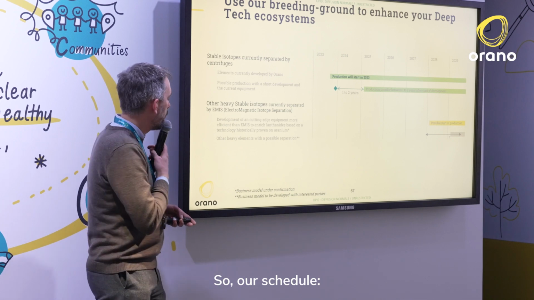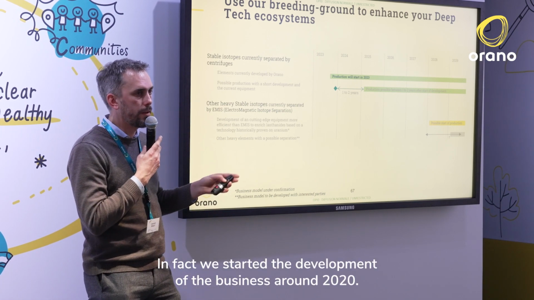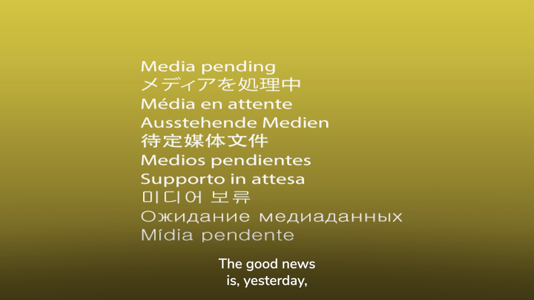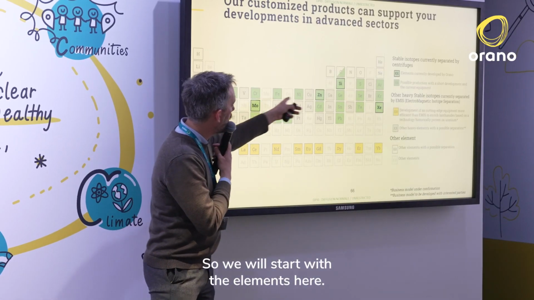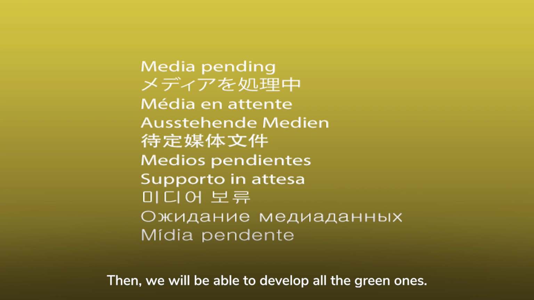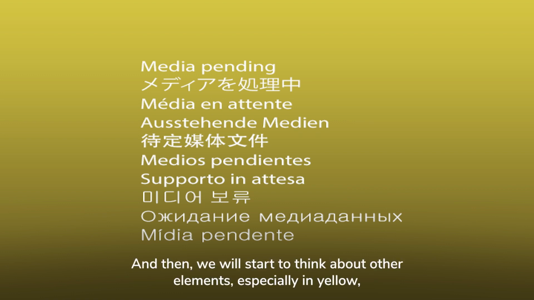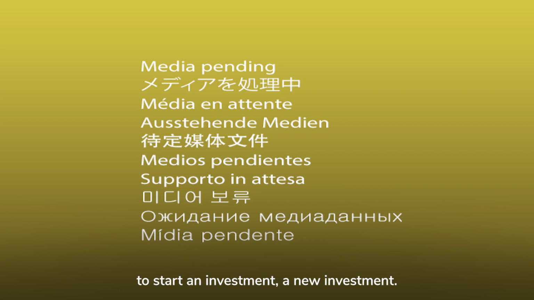So our planning. We started the development of the business around 2020. We will start the first production at the end of the year. The good news is that yesterday the first centrifuge with xenon was working, so that's good news. We will start with these elements, molybdenum, xenon, and silicon. After, we will be able to develop all the green ones. It takes between 1 and 2 years to develop a new element with centrifuge. And after, we start to think about other elements, especially the yellow ones. We are starting to build a consortium to develop the technology. And we hope that in a couple of years we will be able to start a new investment.